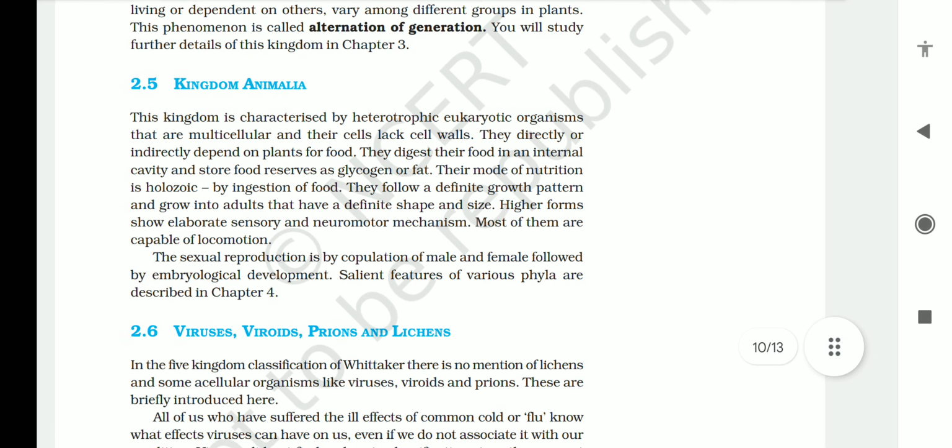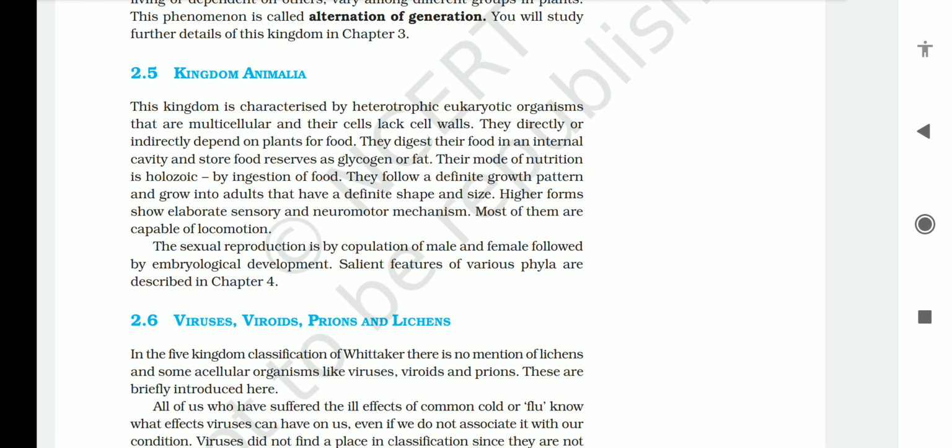2.5 Kingdom Animalia. This kingdom is characterized by heterotrophic eukaryotic organisms that are multicellular and their cells lack cell walls. They directly or indirectly depend on plants for food. They digest their food in an internal cavity and store food reserves as glycogen or fat. Their mode of nutrition is holozoic, that is, by ingestion of food. They follow a definite growth pattern and grow into adults that have a definite shape and size. Higher forms show elaborate sensory and neuromotor mechanism.